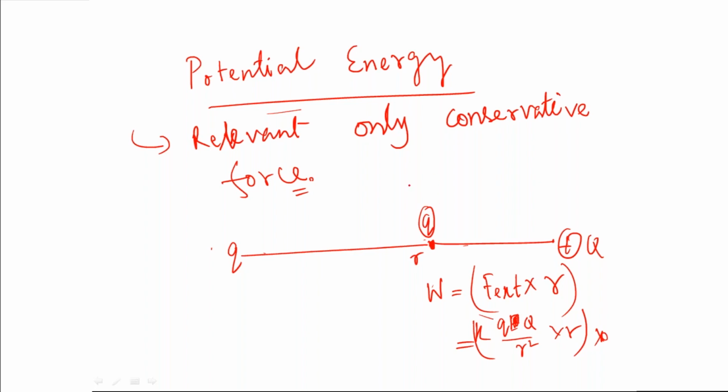What is important is that the potential energy is relevant for the conservative force field, because in that case the work done, that is against the force we have to do, whatever work we are doing will be stored as potential energy at any point. Suppose I bring the charge over here, the potential energy will be different, and if we bring it at this point the potential energy will be different. In each point the amount of work done is different, so the potential energy also will be different.